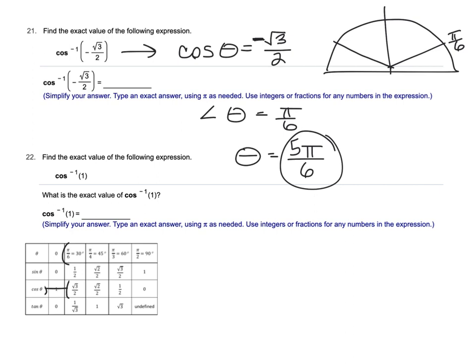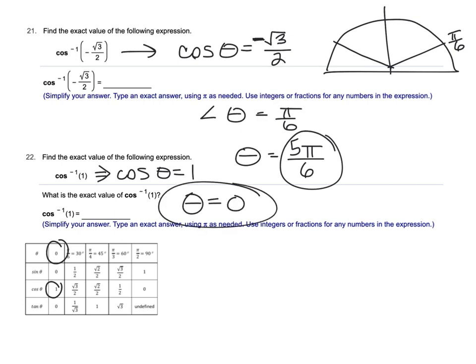Let's look at number 22. Inverse cosine equals 1. So rewrite it. We're looking for theta. Okay, where is the cosine 1? Let me erase just to make it a little bit easier for us. Okay, where is the cosine 1? So cosine is 1 at 0, right? That's pretty easy. 0. So my theta equals 0.